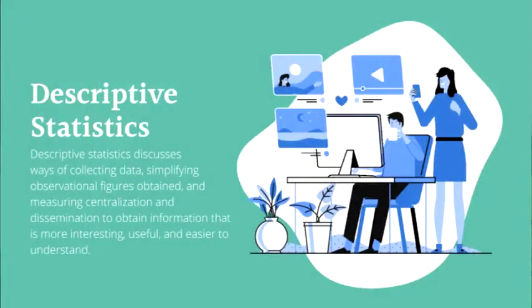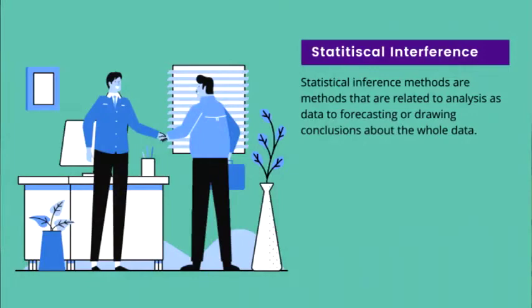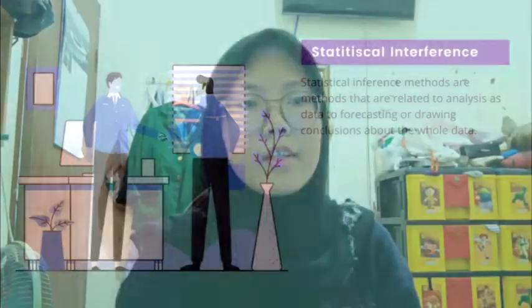Descriptive statistics discusses ways of collecting data, simplifying the observational figures obtained, and measuring centralization and dissemination to obtain information that is more interesting, useful, and easier to understand. Statistical inference methods are methods related to analyzing data, forecasting or drawing conclusions about the whole data.